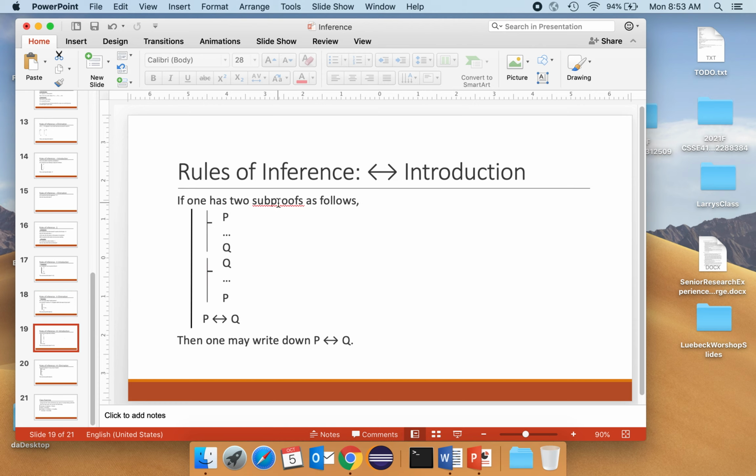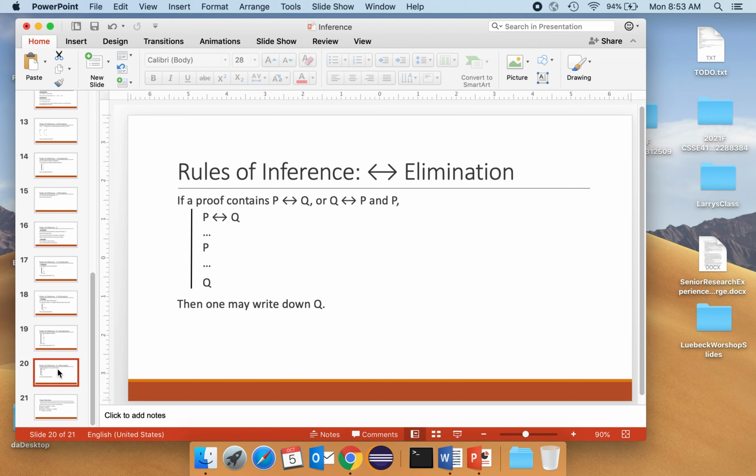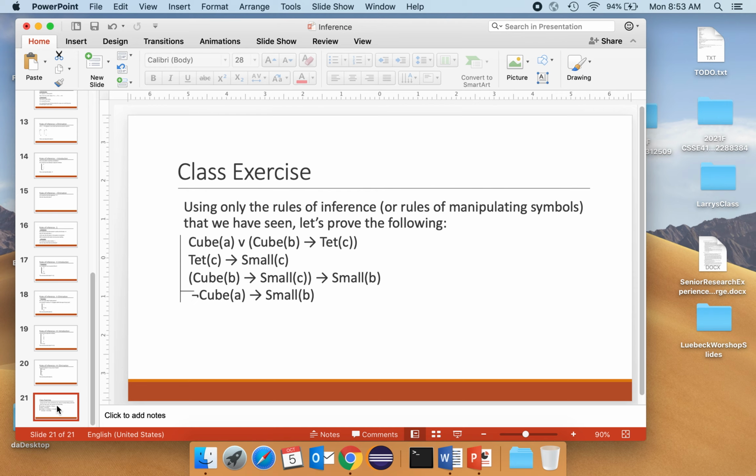By biconditional introduction, fairly straightforward. If you're able to derive Q from P and P from Q, then you can write down that they're equivalent. Elimination: suppose you have P is equivalent to Q or Q is equivalent to P, either of those, as well as P, like we have over here, then you can write down Q. Okay, so it makes a lot of sense.